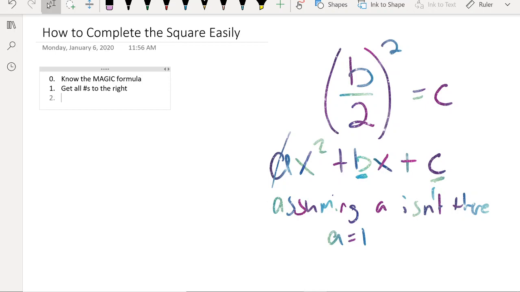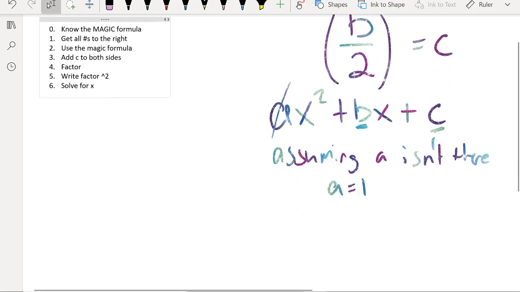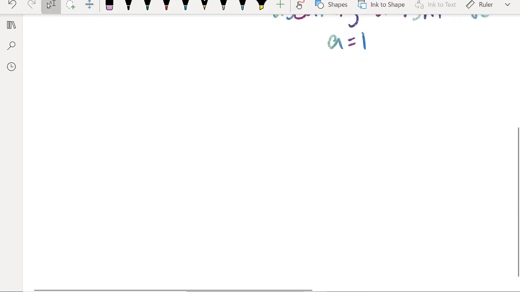A la derecha. All right, then you got to use your magic formula. So after you get all the numbers to the right, use the magic formula. Add C to both sides. Then you want to factor. Then you want to write the factor squared. And then you want to solve for x. All right, so that's pretty much it. Now, obviously there's a little bit to solving for x, so I'll show you what to do for that in a second, but let me go ahead and scroll down here and do an example with you guys.